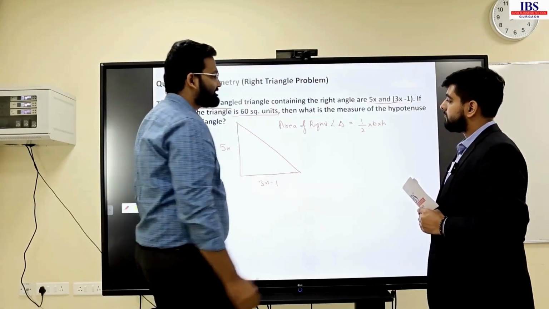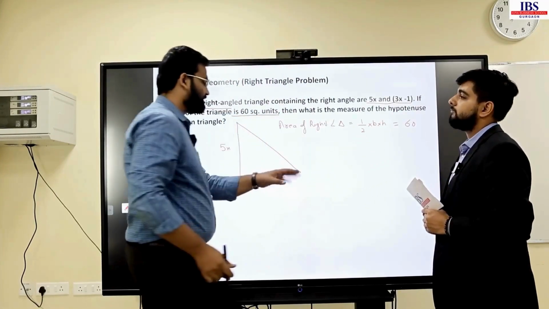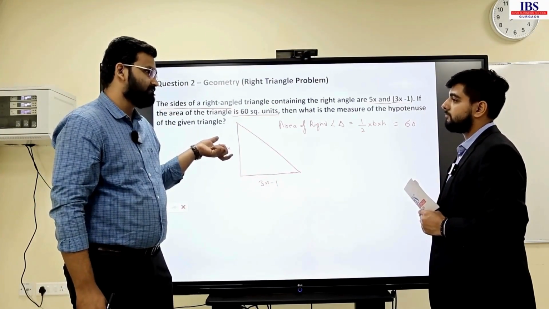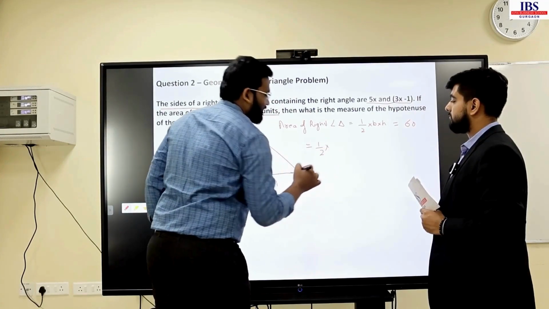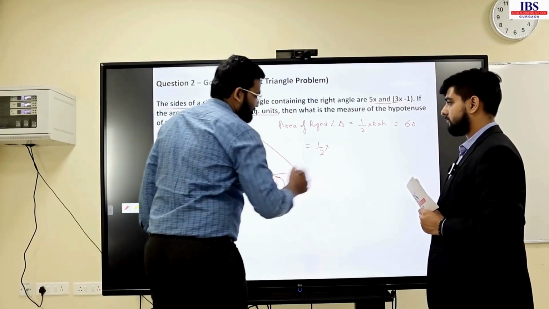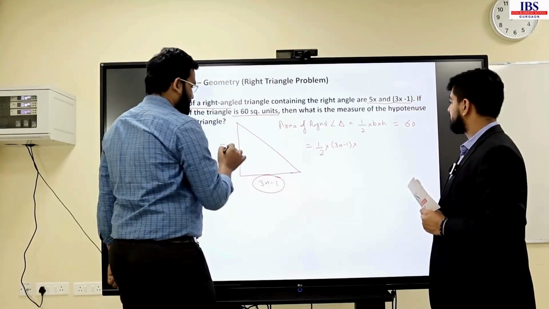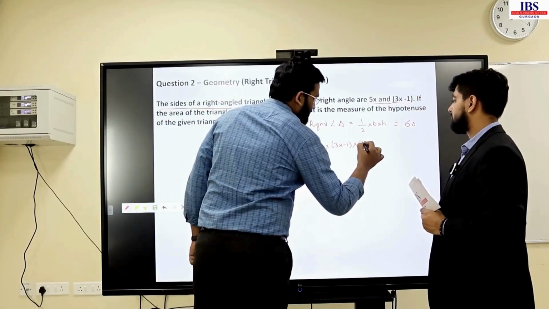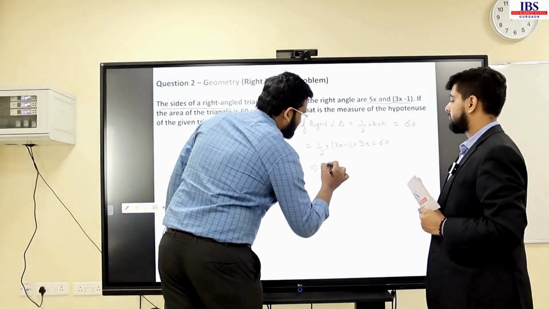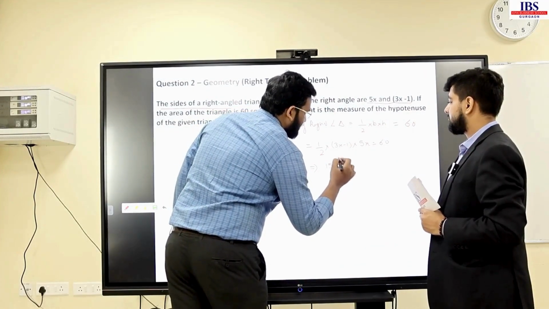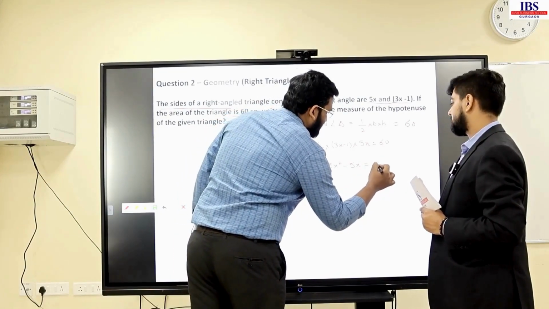Okay, and this area is given to be 60 units. Now here we are going to put the value of base as well as altitude. So here we are going to write half into base, that is 3x minus 1, into height. Height is what? 5x. And this is equal to 60. So it will be 15x square minus 5x is equal to 120.